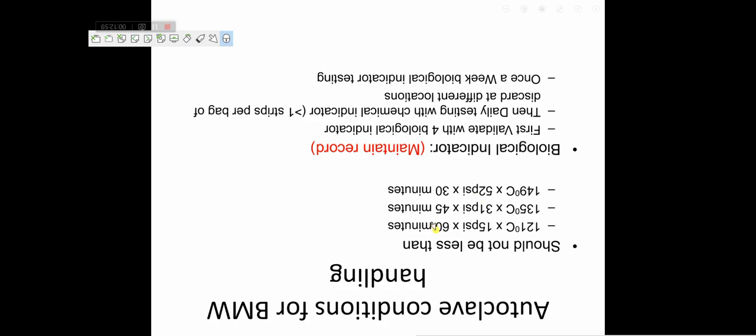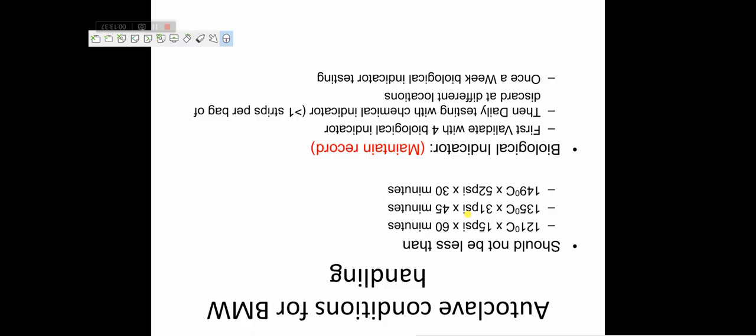So here the autoclave conditions for BMW handling: 121 degrees Celsius and 15 psi atmospheric pressure, for 60 minutes. At 135 degrees there will be 31 psi pressure, for 45 minutes. And if the temperature is higher, 149 degrees and 52 psi, then the duration will be less, 30 minutes, right?